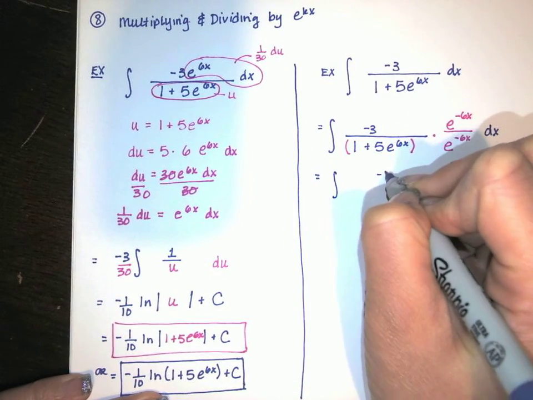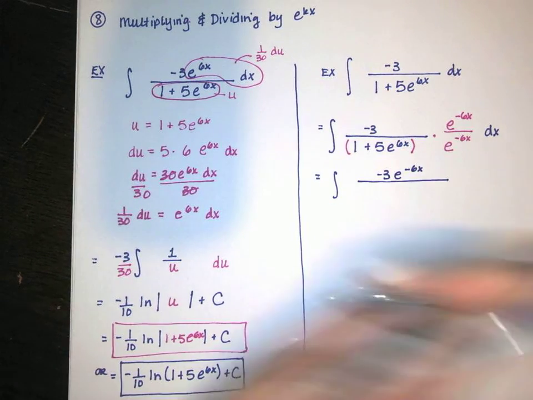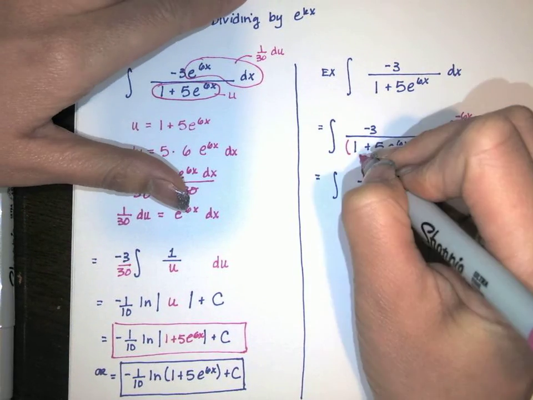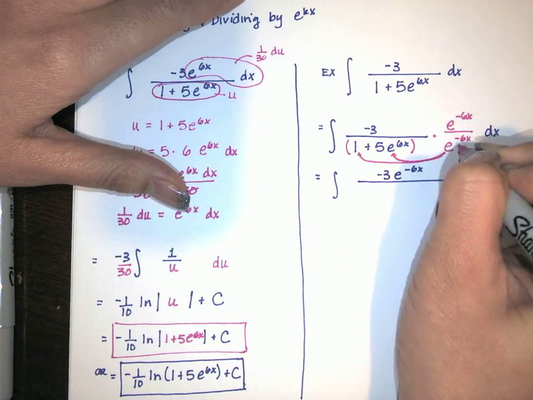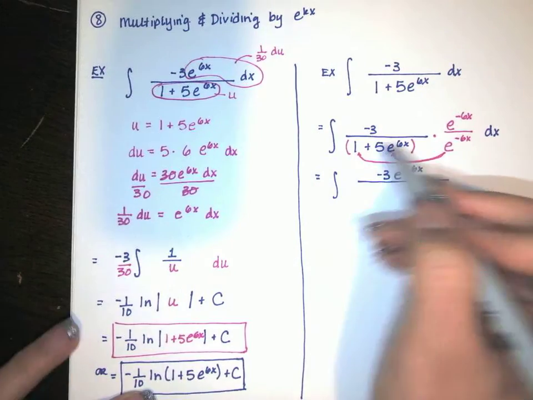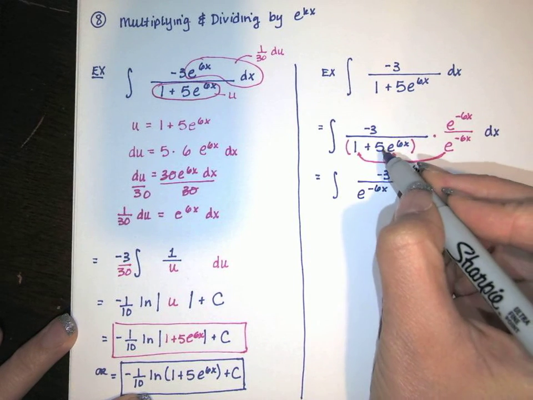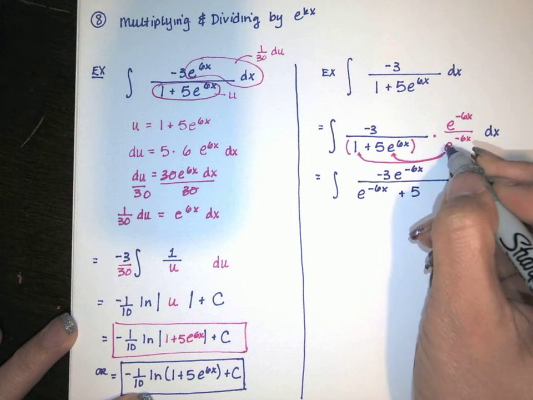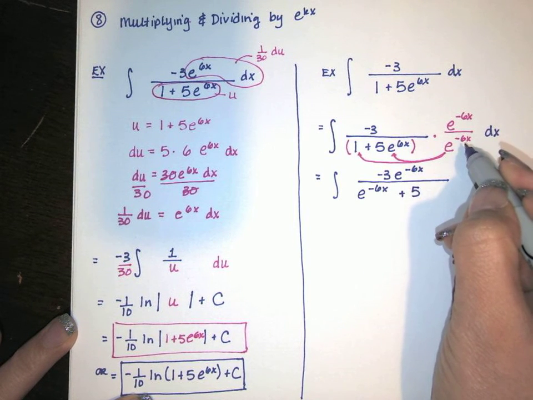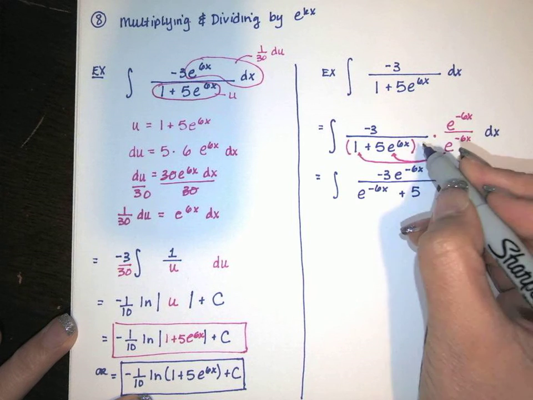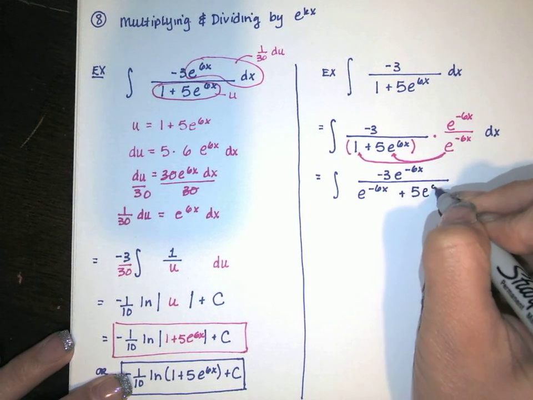So I've got a negative 3 times e to the negative 6x. And be careful in the denominator, you have to distribute. You've got 1 times that exponential plus 5 e to the 6x times that exponential. 1 times an exponential is itself. And then watch what happens here. I have 5 times 1 is 5, and e to the 6x times e to the negative 6x. Remember, when we're multiplying exponents, if they have the same base, we add the exponents. 6x plus negative 6x is just e to the 0, and e to the 0 is 1.